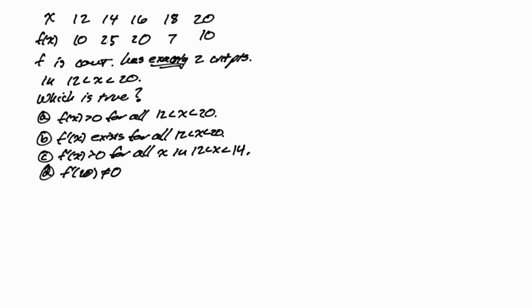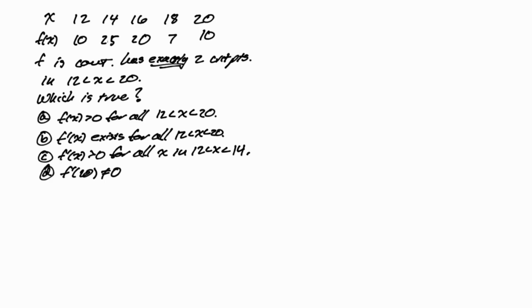F of x is greater than 0 for all x on the interval. F prime exists for all x on the interval. F prime is greater than 0 for all x. Now notice this, it's not on the interval, it's just between 12 and 14. And then f prime of 20 does not equal 0. We want to figure out which one is true for this.